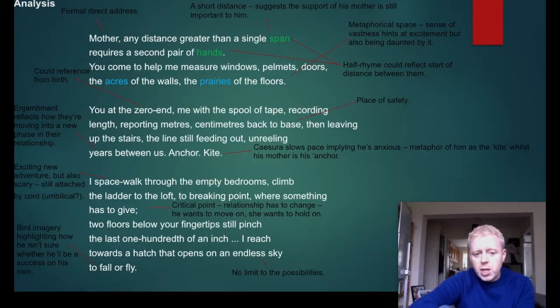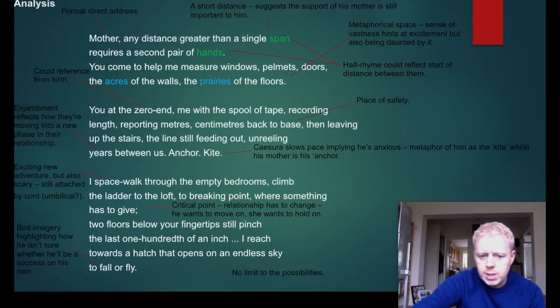I spacewalk. So here's the kind of turning point as it reflects on the excitement he may be feeling. I spacewalk through the empty bedrooms, climb the ladder to the loft. So exciting new adventure, but also scary. Is he still attached by the cord? And he is, yes. So is that representing the umbilical cord?